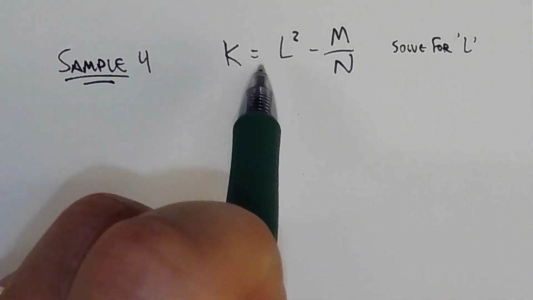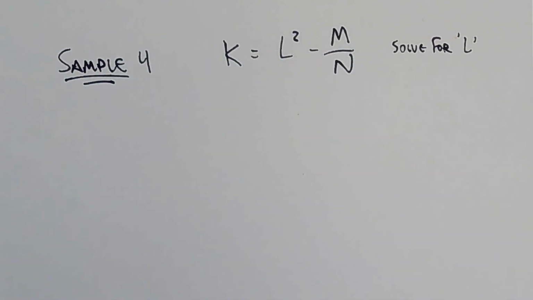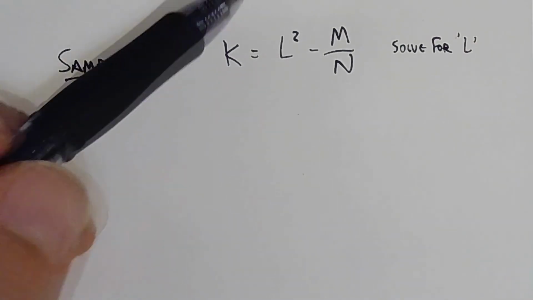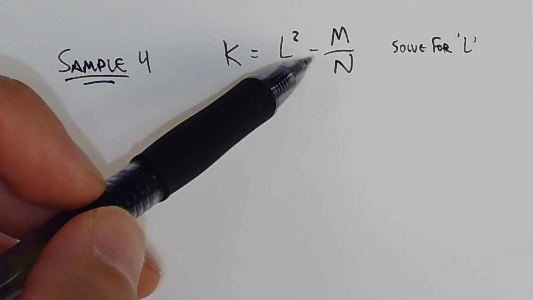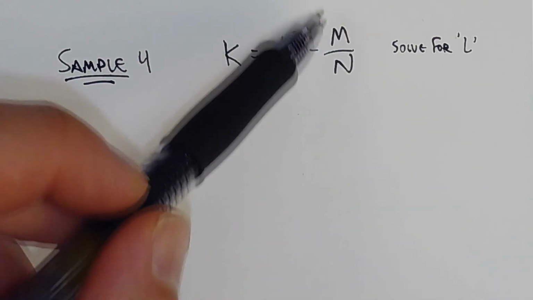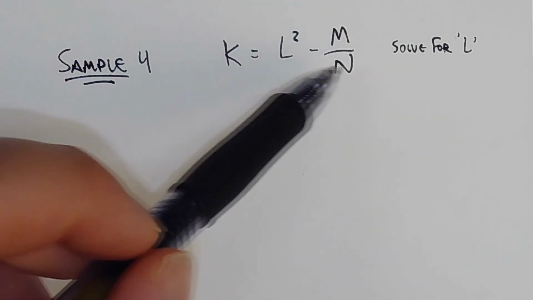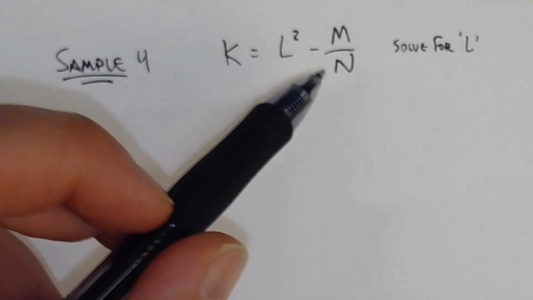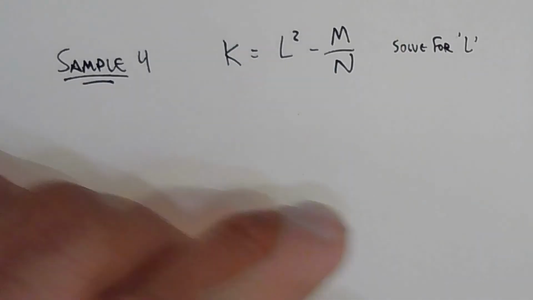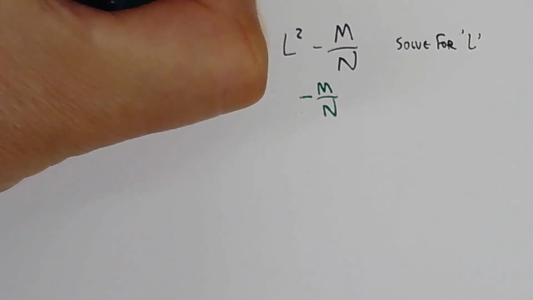So we have k equals L squared minus m over n. We're going to solve for L. So what do we want to do? We want to get L by itself. So minus m over n, we want to get rid of this term first. Now, sometimes what kids will do is they'll get rid of n or they'll get rid of m. Hey, we don't just take this whole term out at the same time. If it's minus m over n, we can just subtract that whole term out. So why don't we just say minus m over n, and we'll subtract m over n on both sides.